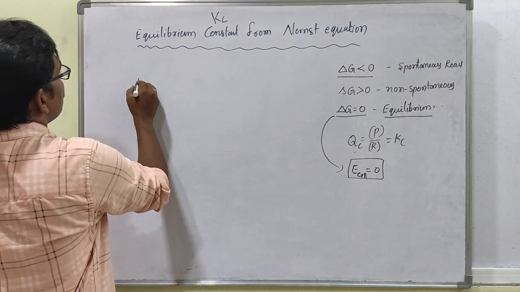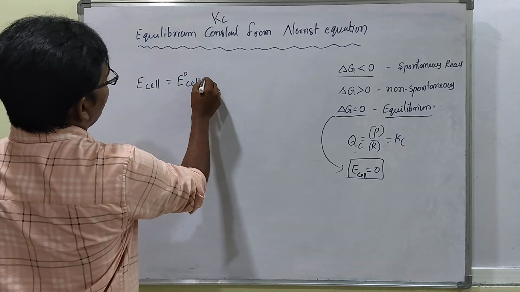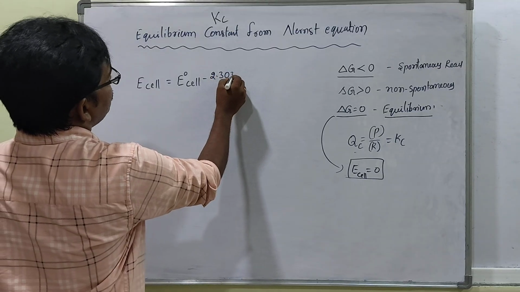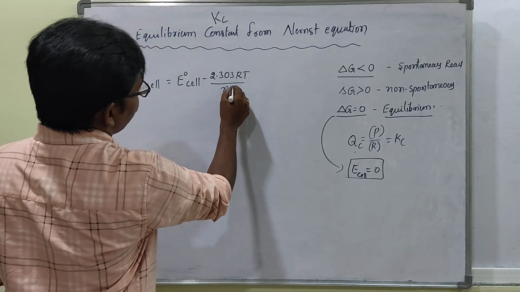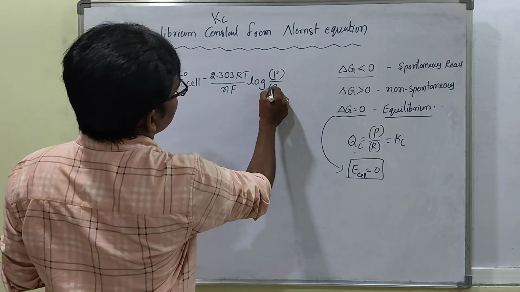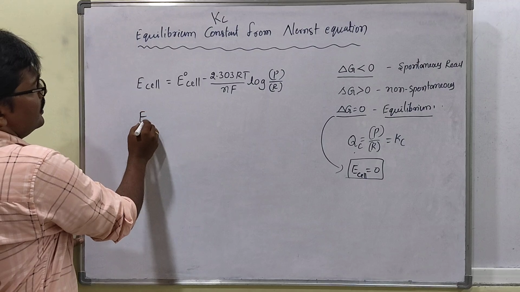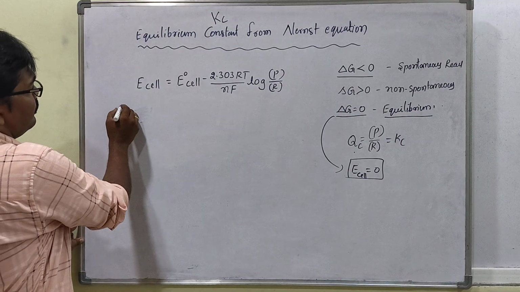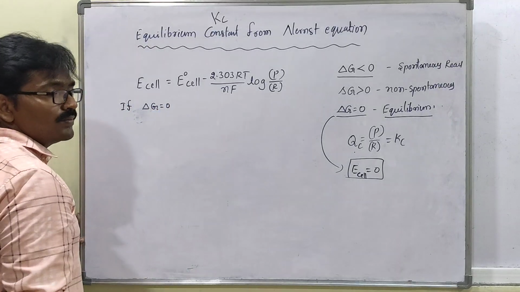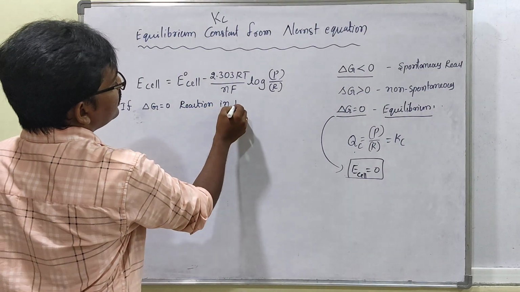So I am writing the NERNST equation. E cell is equal to E naught cell minus 2.303 RT divided by NF log product concentration divided by reactant concentration, right? Note this down. This is the NERNST equation. Now what did I say, if delta G is equal to 0 for this reaction, then the reaction is present in equilibrium.